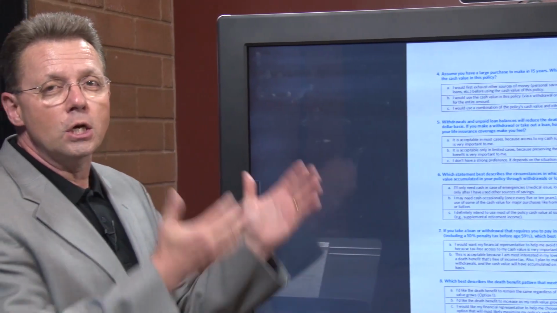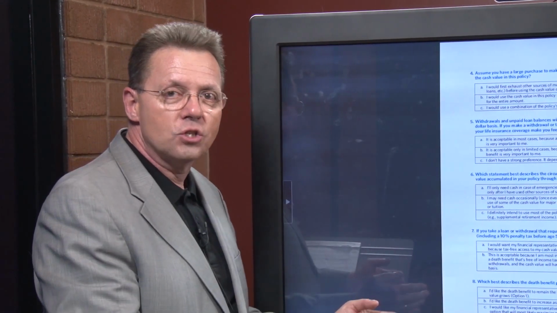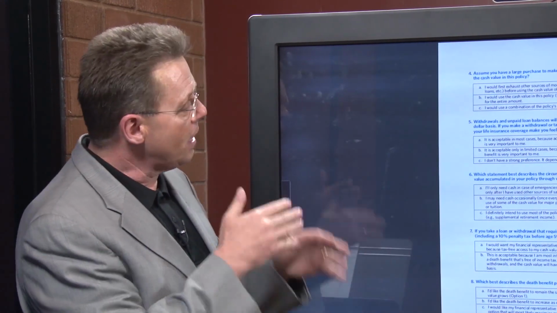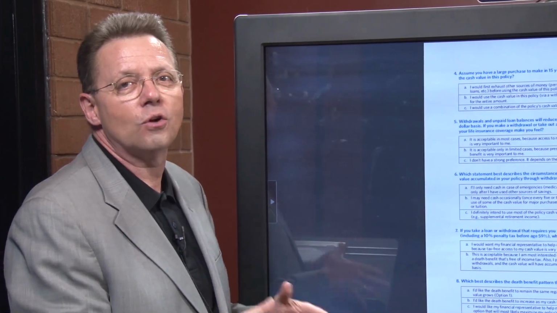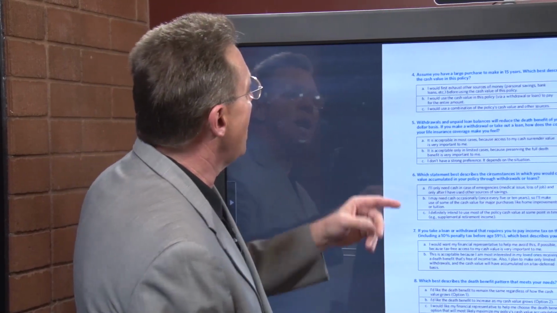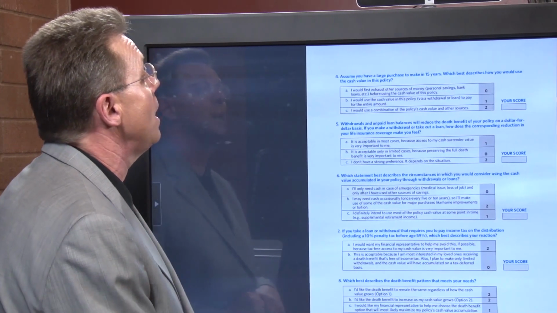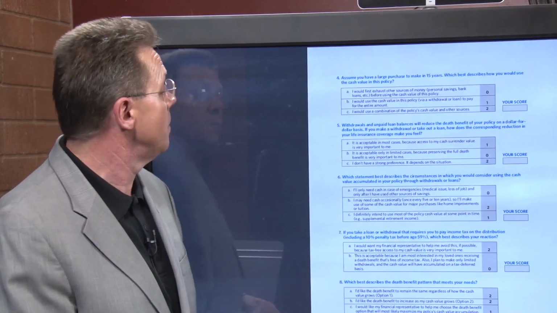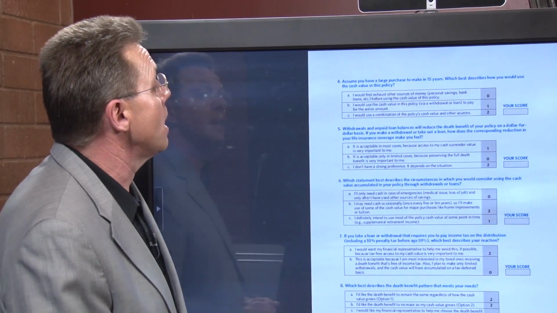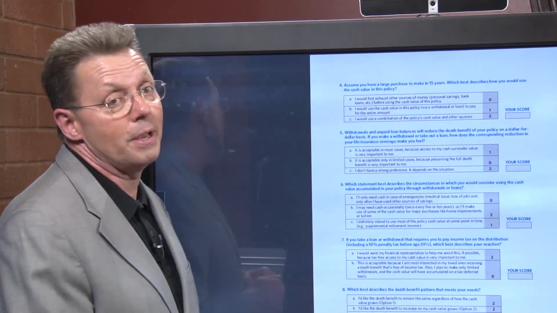These are good questions that you're going through, this gauntlet, this tree, so that you can make a determination. And it all actually opens your client up to their risk and what they're willing to do, and it gives you a good gauge. Number 5, withdrawals and unpaid loan balances will reduce the death benefit of your policy on a dollar-for-dollar basis. If you make a withdrawal or take out a loan, how does the corresponding reduction in your life insurance coverage make you feel?